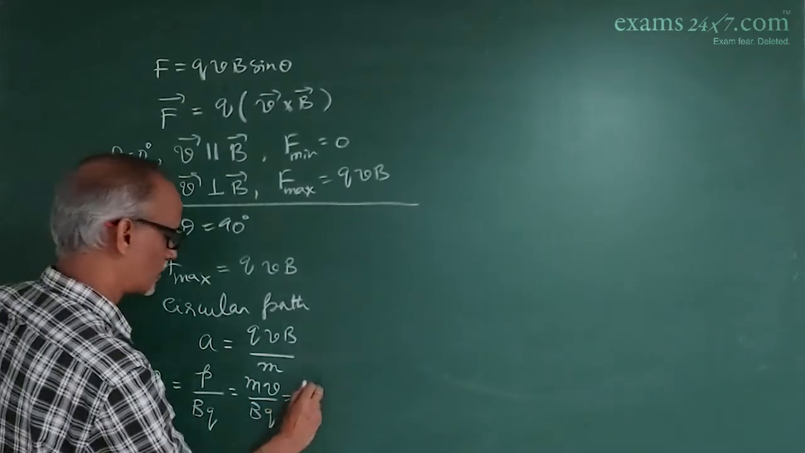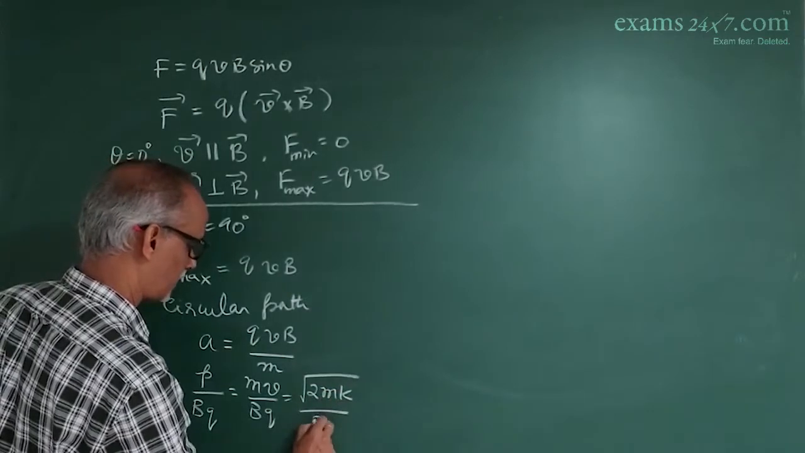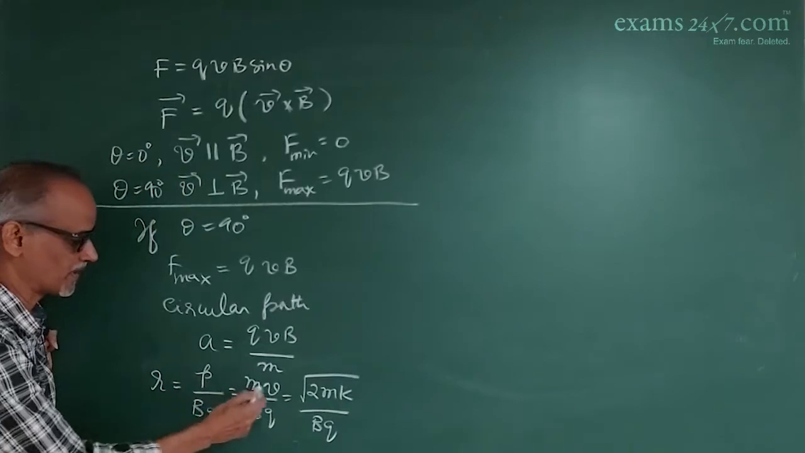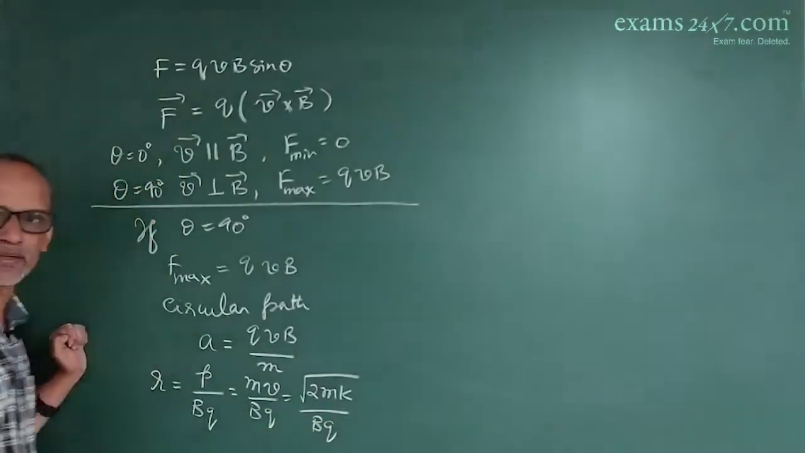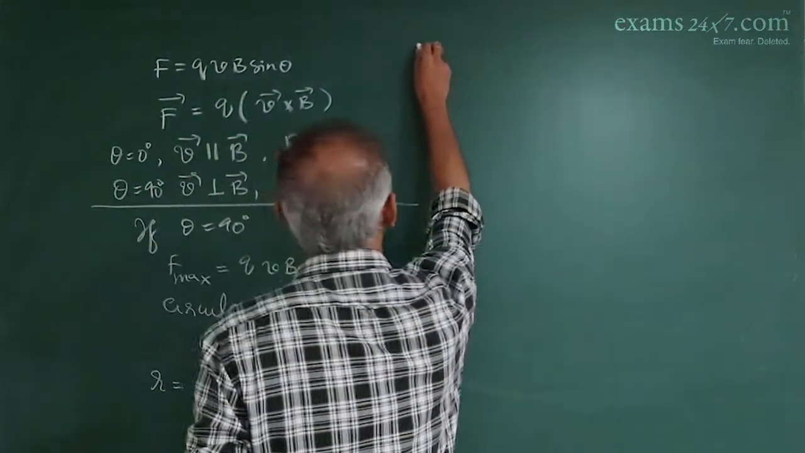That is also equal to root of 2mK by BQ. p is momentum, which is mass into velocity. The same momentum can also be expressed in terms of the kinetic energy. So this is the radius of the circular path.